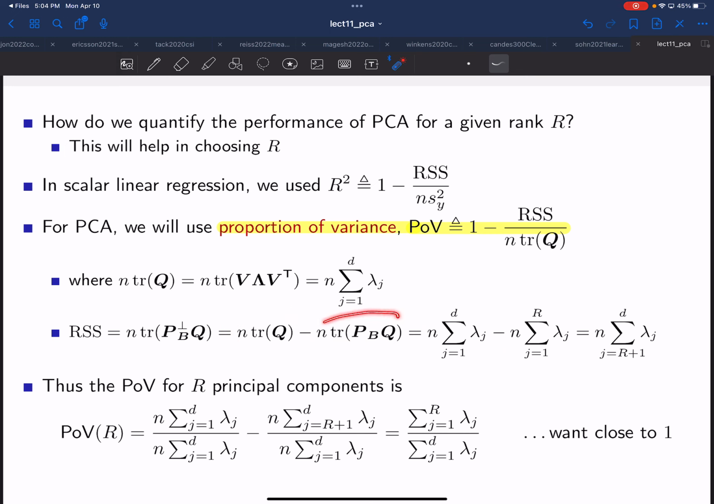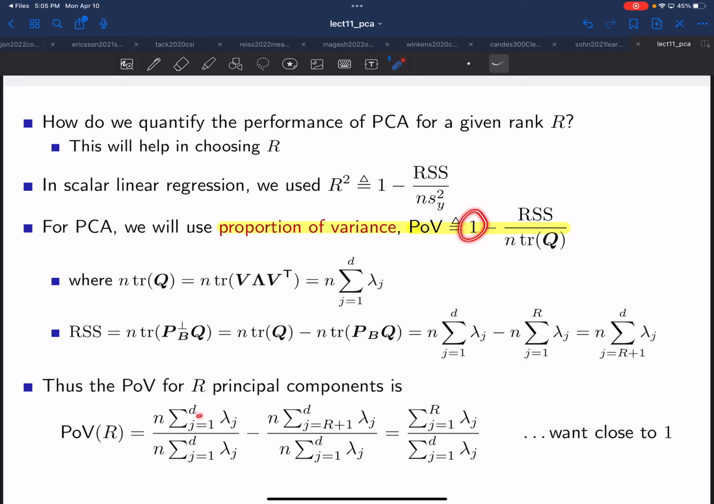And on that page, we derived this, and N trace Q is as above, it's that. And then this other thing here, on that previous page, we derived that this expression is this. And so now you can see this is summing up all the eigenvalues from 1 to D. This is subtracting the ones between 1 and R, and what you have left are the ones from R plus 1 to D. Okay, so that's the numerator. This is the denominator. So here's the proportion of variance down here.